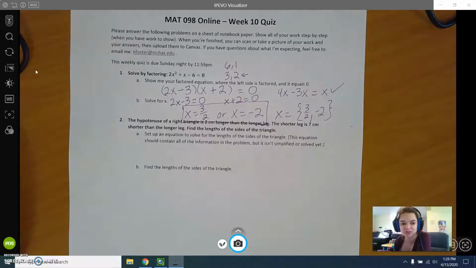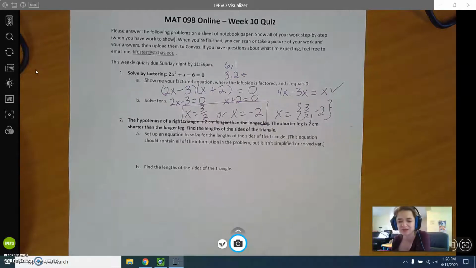All right, let's go on to number 2. Number 2 is a word problem. It says the hypotenuse of a right triangle is 2 centimeters longer than the longer leg. The shorter leg is 7 centimeters shorter than the longer leg. Find the lengths of the sides of the triangle.